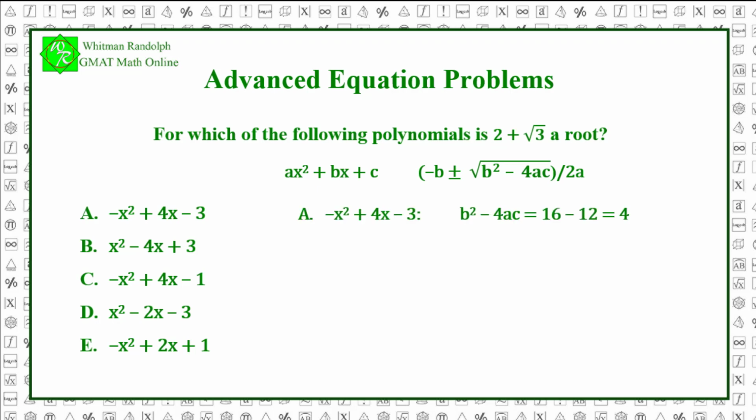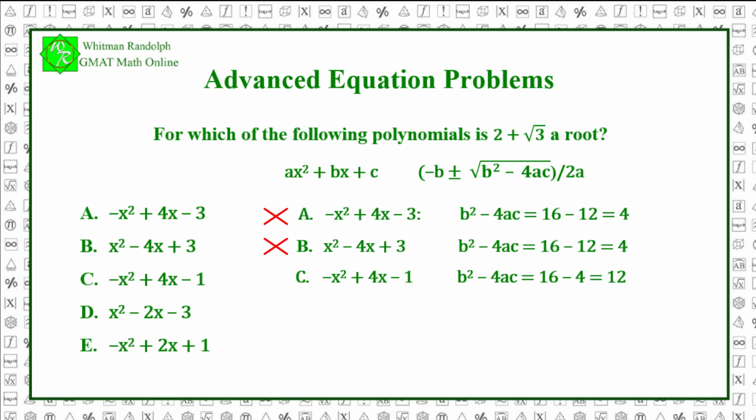Answer A. Minus x squared plus 4x minus 3. b squared minus 4ac equals 16 minus 12, which equals 4. Answer B. X squared minus 4x plus 3. b squared minus 4ac equals 16 minus 12, which equals 4. Since 4 is a perfect square, the square root of 3 will not be part of the root, so neither of these polynomials is the one we're looking for.